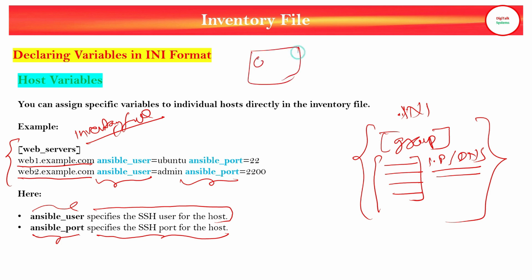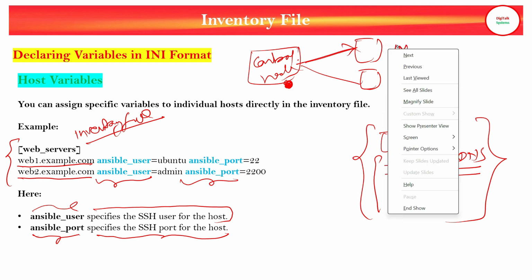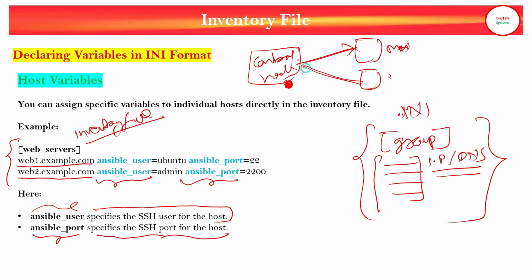Let me simplify that. This is our control node and these two are our managed nodes. We are executing a playbook here and this playbook is supposed to connect to both managed nodes via SSH and then install some software on both nodes. When we run the playbook, it is going to connect to these two hosts, and the host name entry will be picked up from the inventory file. Now when it connects to the server, which user is it going to connect as?